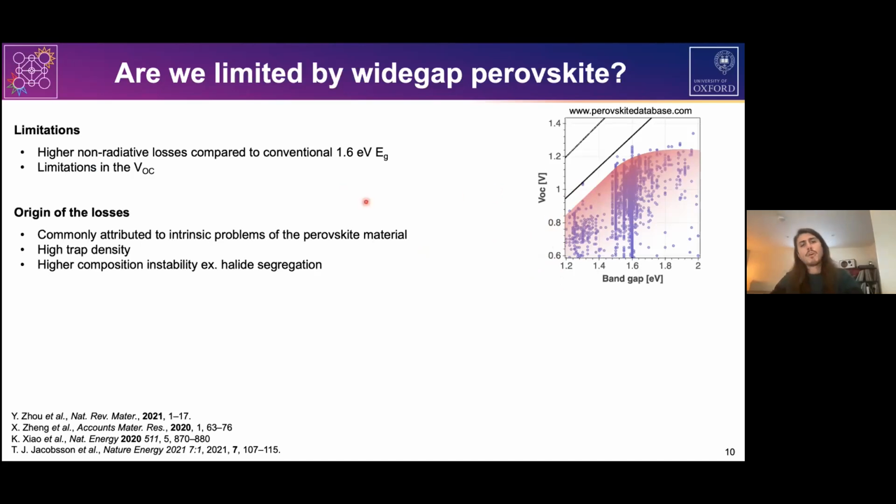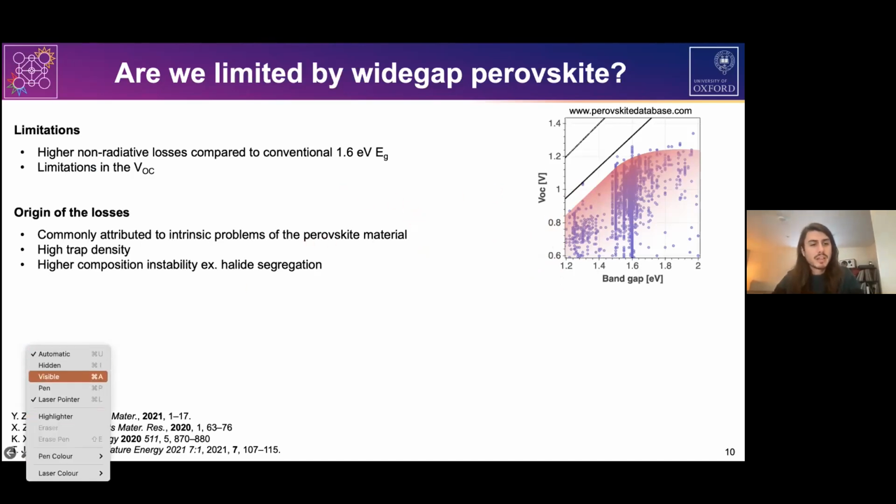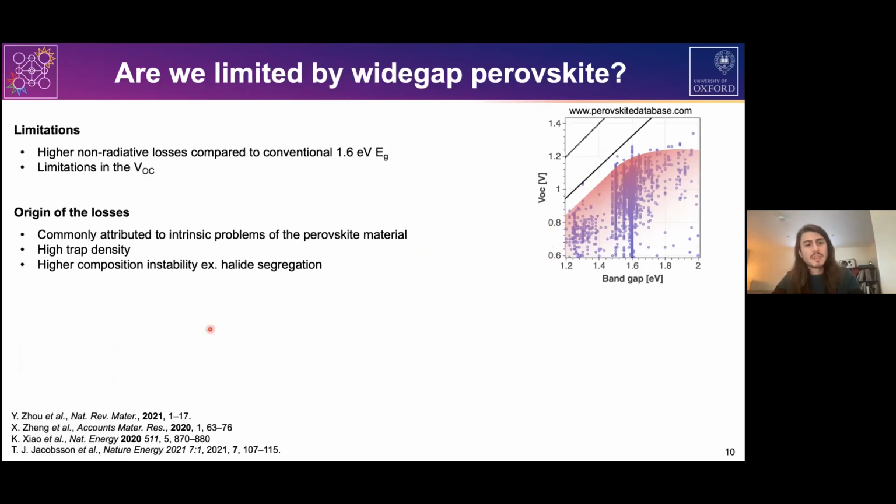And the origin of these losses is usually attributed to intrinsic issues in the perovskite material. So either a large trap density or intrinsic instability of the system, because we have a larger amount of bromide that is usually used to achieve such bandgaps. Arguably, these are the only losses. We'll show that it can be another type of picture actually here.